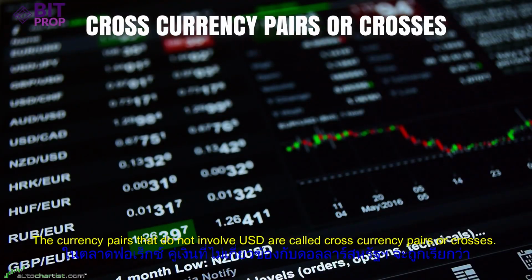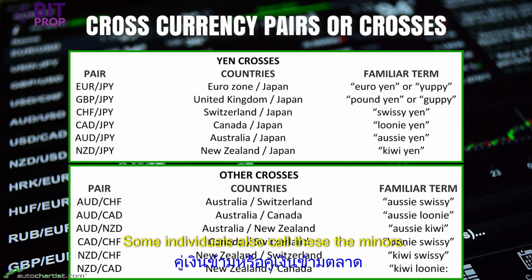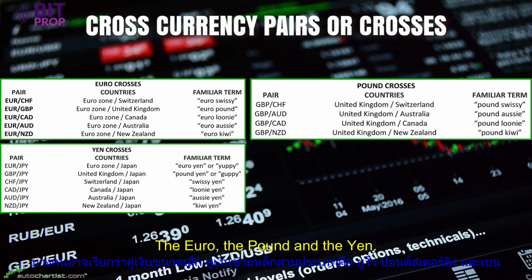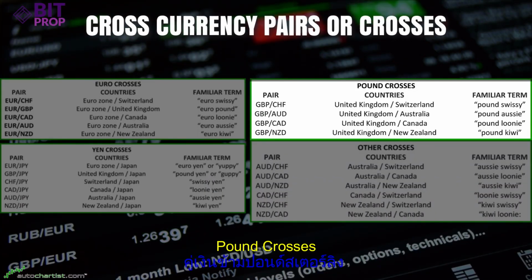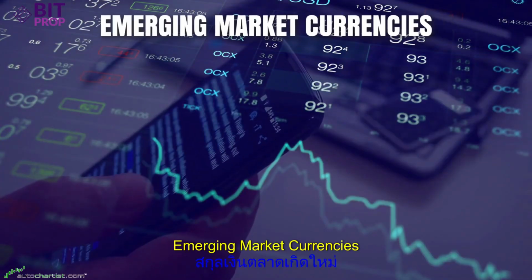The currency pairs that do not involve USD are called cross-currency pairs, or crosses. Some individuals also call these the minors. There are 3 major cross-currency pairs: the euro, the pound, and the yen. Euro crosses, pound crosses, yen crosses. Other crosses. Emerging market currencies.